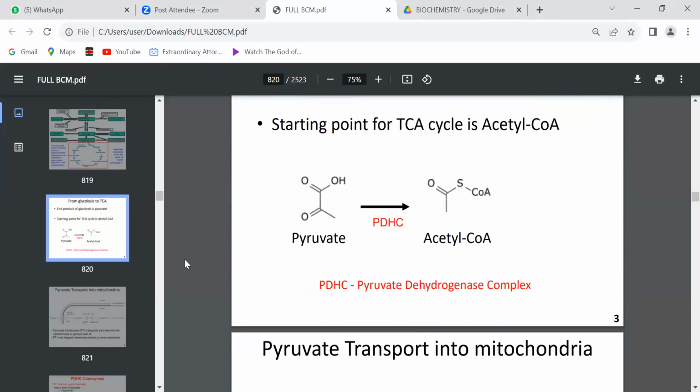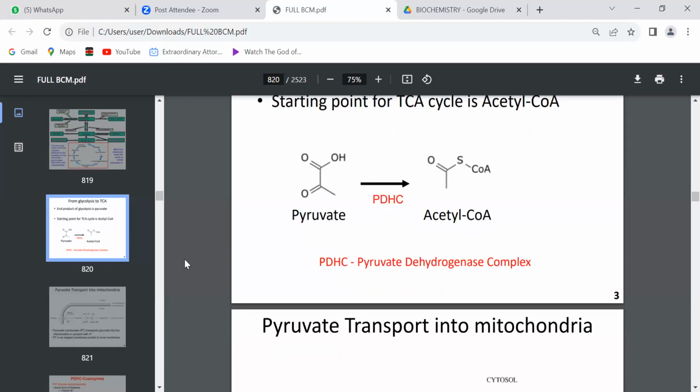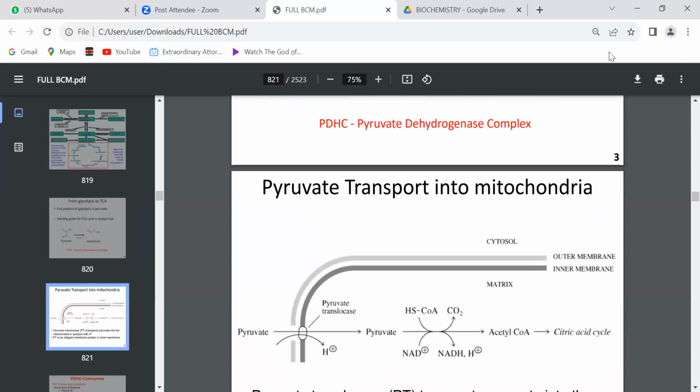Pyruvate is a 3 carbon chain. It's just broken down into 2 of these for the TCA cycle.